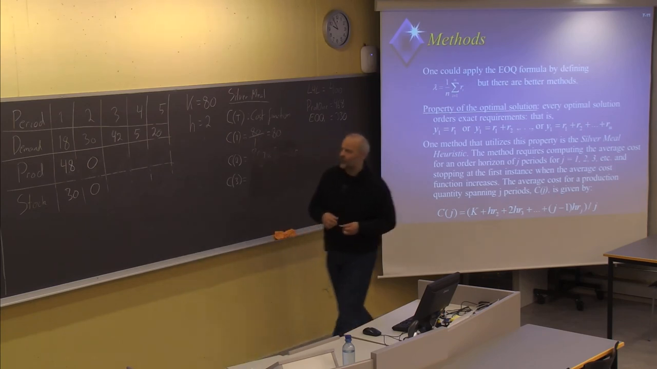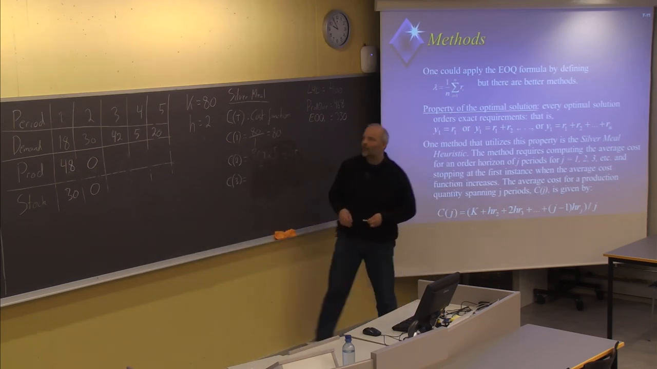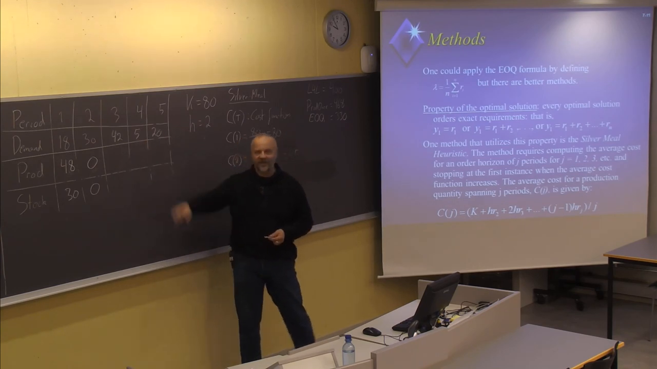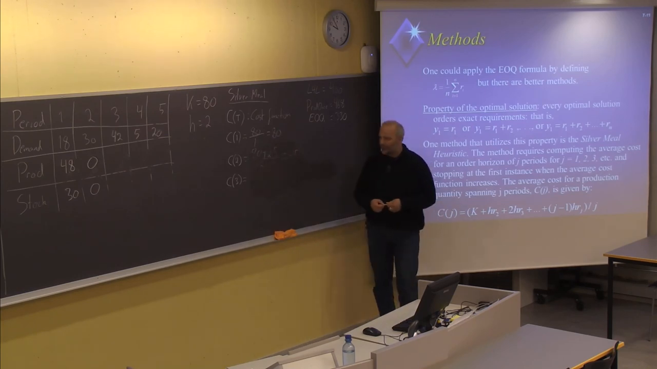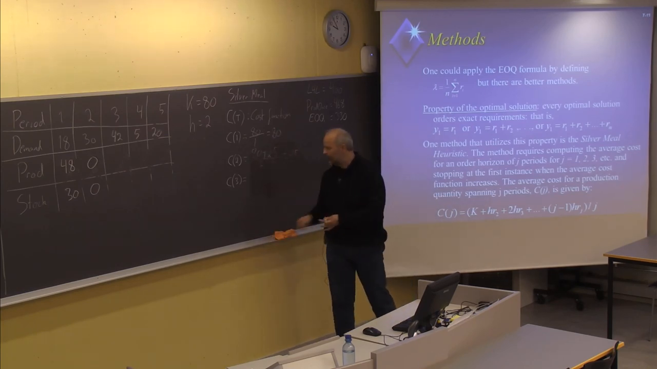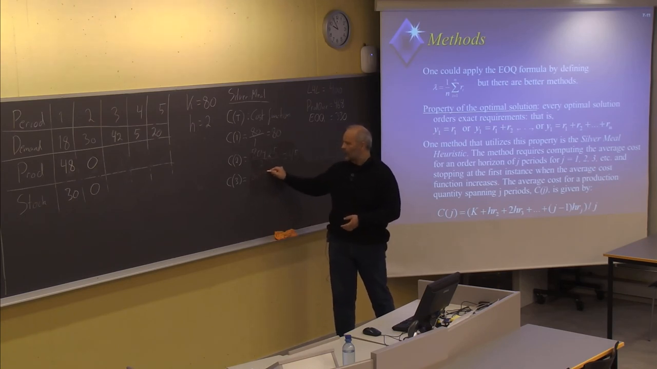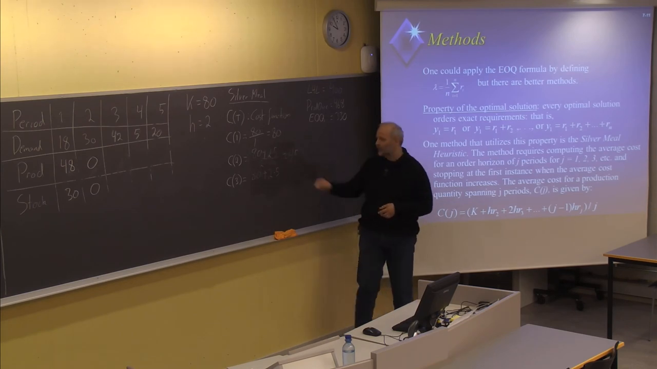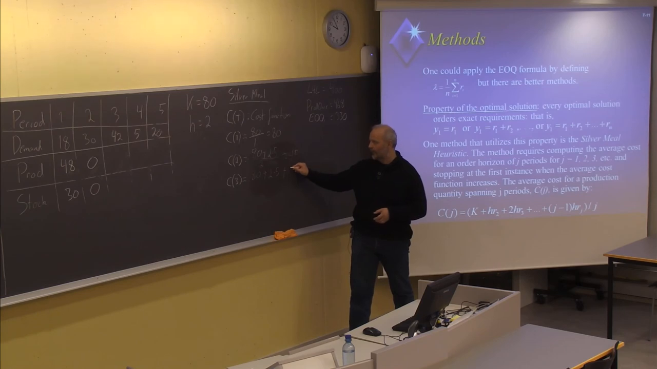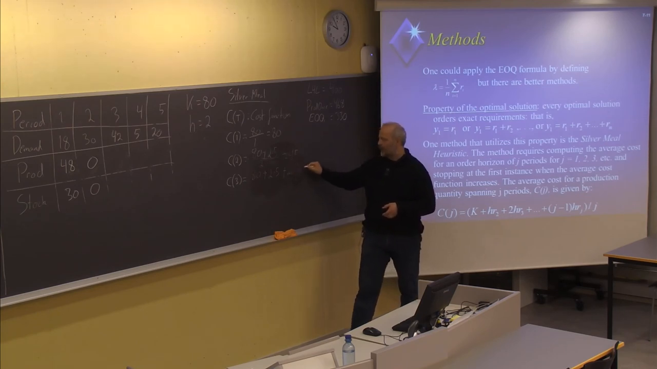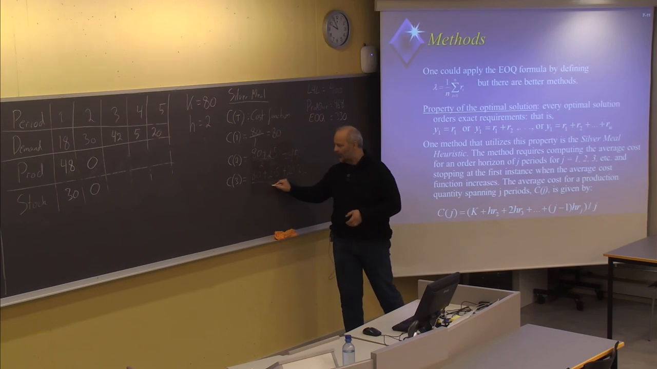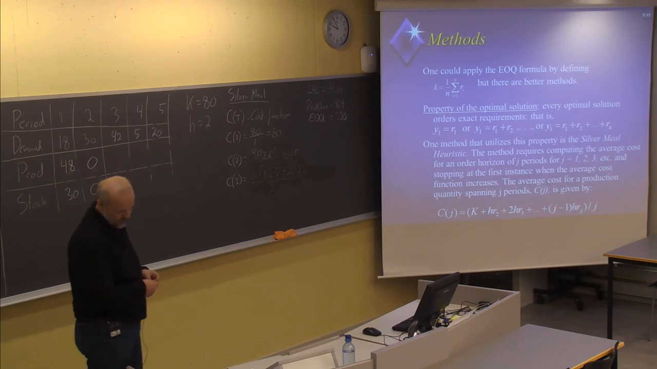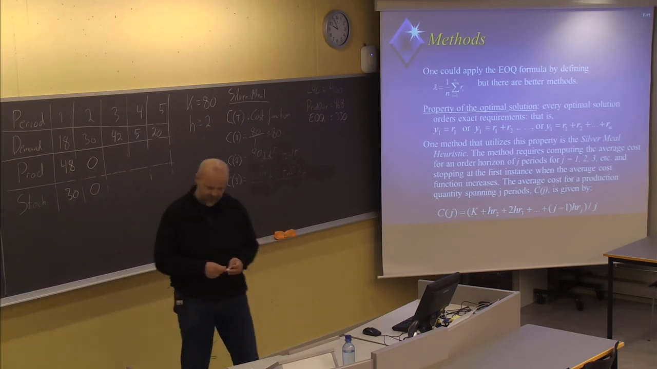And then look also at C(3). Try to include the demand in period number 5, producing a total of 67 in period number 3. Then you have a setup cost of 80. You have to store 5 items for 1 period at a cost of 2, and you have to store 20 items for 2 periods at a cost of 2. Divide by 3 to get the average. And the average here will be 56.7.